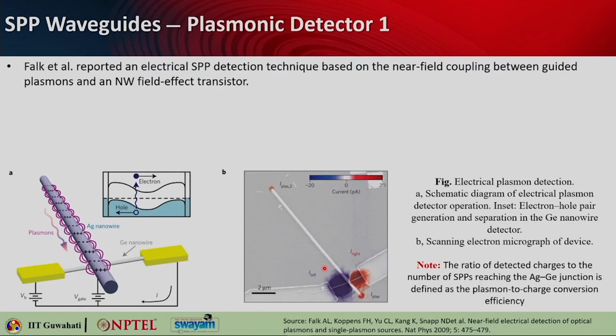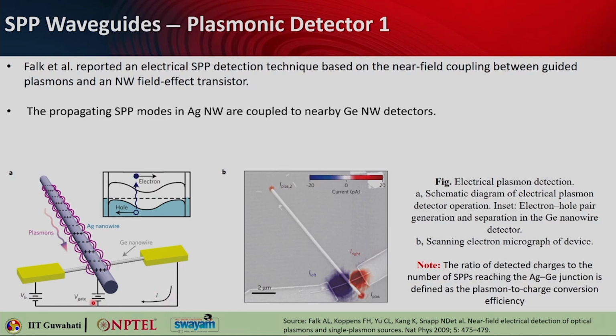You can also think of plasmonic detectors. So, Falk et al., in this particular paper in 2009, have reported an electrical SPP detection technique based on near field coupling between the guided plasmons and a nanowire field effect transistor. So, first you have a silver nanowire, so that is bringing your plasmons, and then here you have a germanium nanowire field effect transistor. So, these are the bias voltage, gate voltage and everything connected.